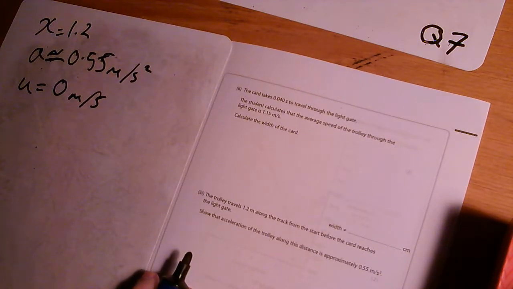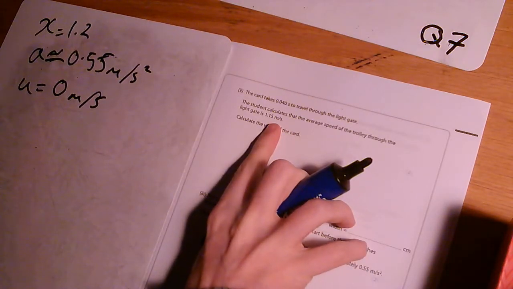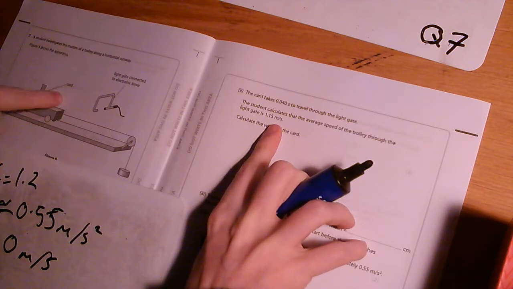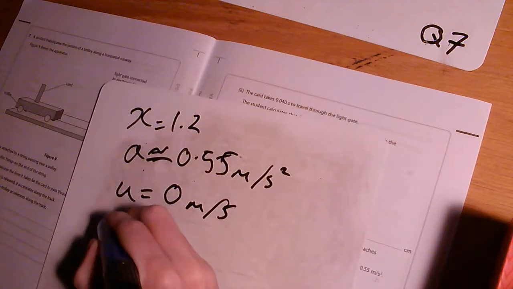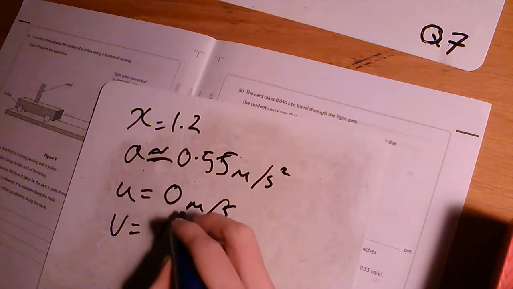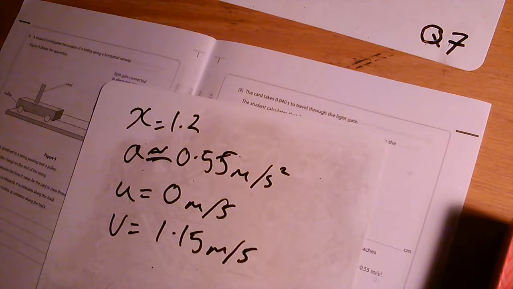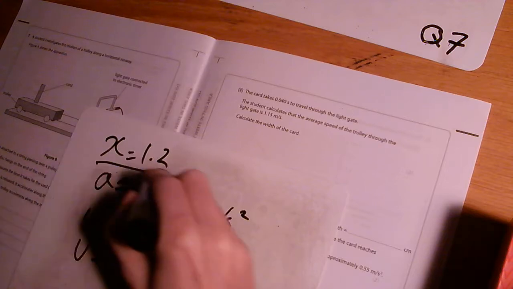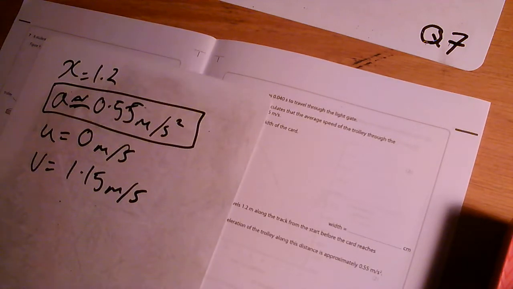What else do we know? We know the speed as it goes through the light gate, so that would be the final speed, because it starts off at 0, and by the time it reaches here it's its final speed, which is 1.15 meters per second. So v, the final speed, is 1.15 meters per second. So those are the four things that we have. We're going to try and prove this one, that the acceleration is 0.55 meters per second squared.